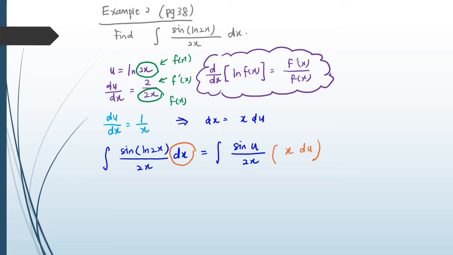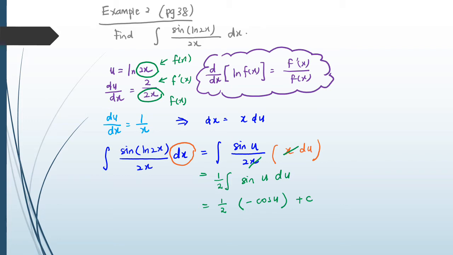We are still not done eliminating x, substituting x. Therefore, the x that I see here and the x that I see there can be cancelled out, and hence I should be getting half integral of sine u du. What do I get when I integrate sine u? It should be simply negative cos u, and I should be getting negative half cos u plus c.